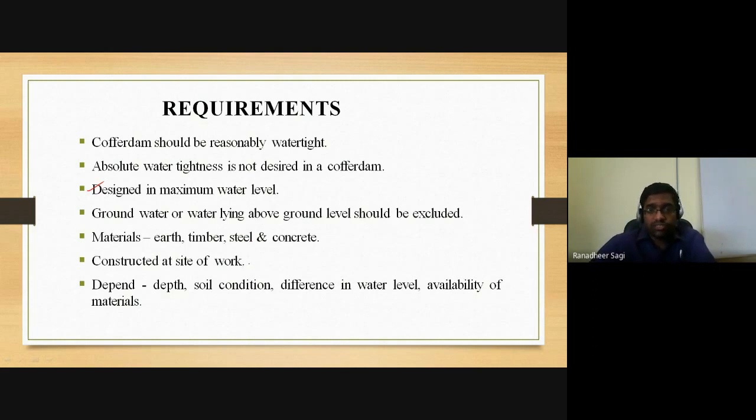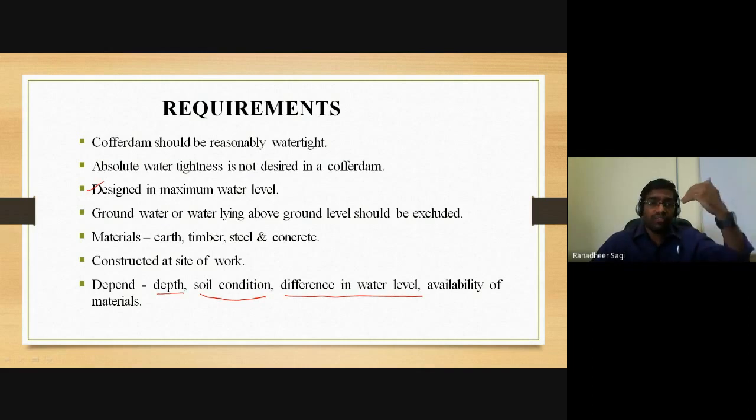And in the case of this cofferdam structure, all the construction that relates to your cofferdam is generally taken up at the construction site itself. So this cofferdam is constructed at the site of work only. The factors that govern what type of cofferdam we need to construct depend on the depth of the water flow, the soil condition existing there, the difference in water level, how the variation in water levels exists, and the availability of your material. Here the depth also refers to the depth to which I should extend my cofferdam.